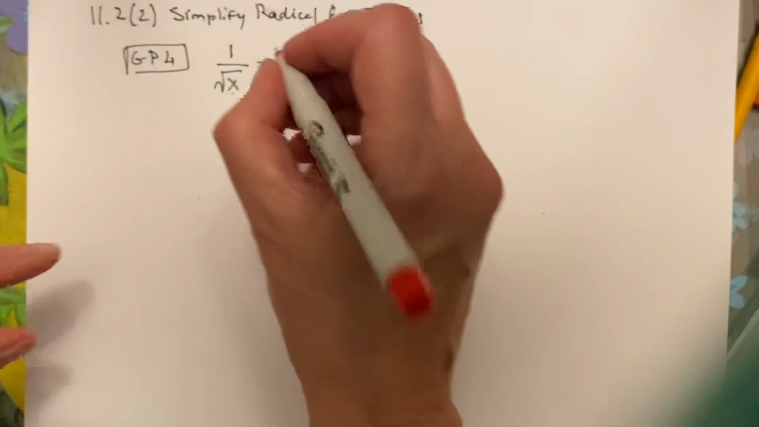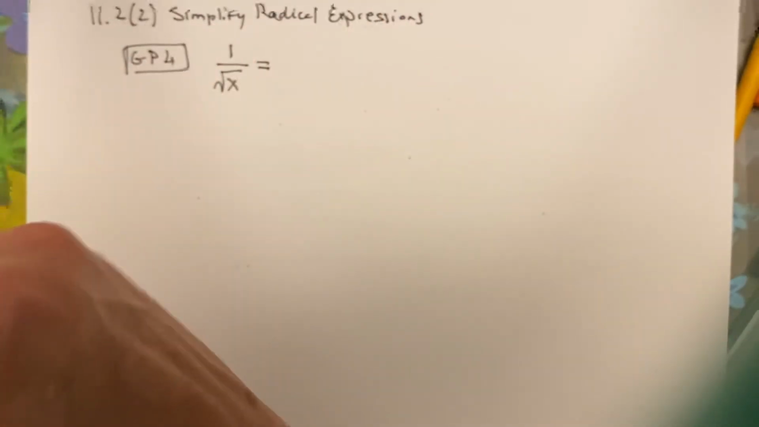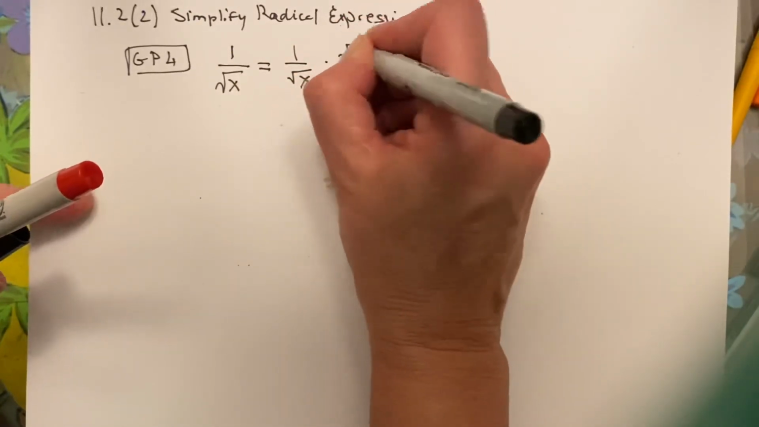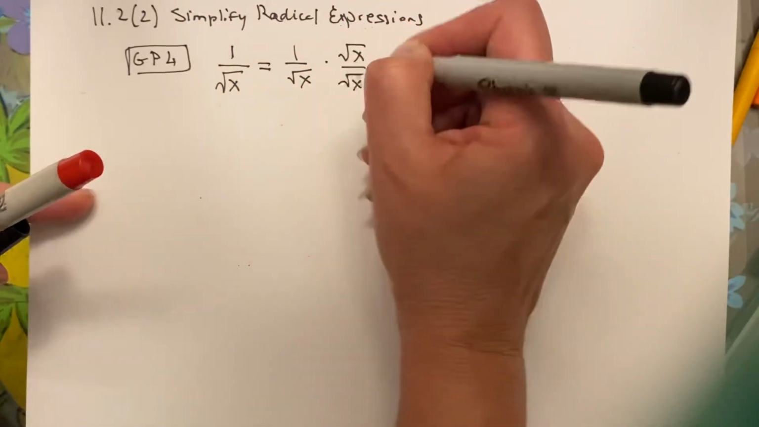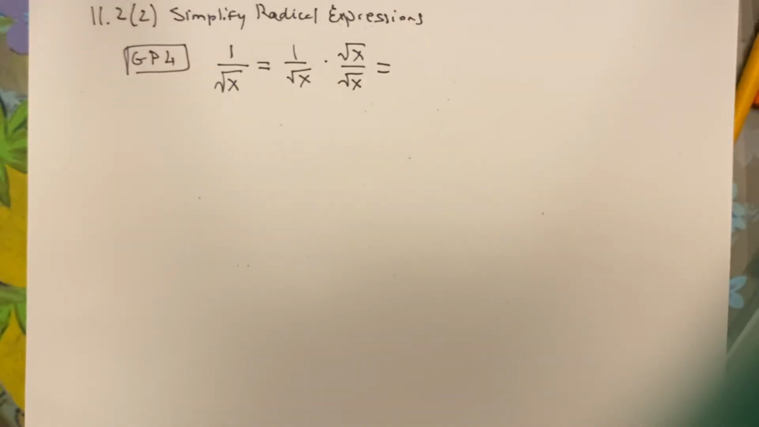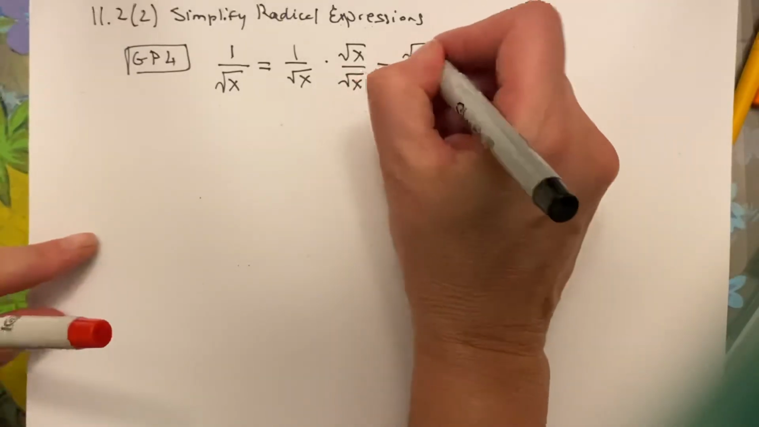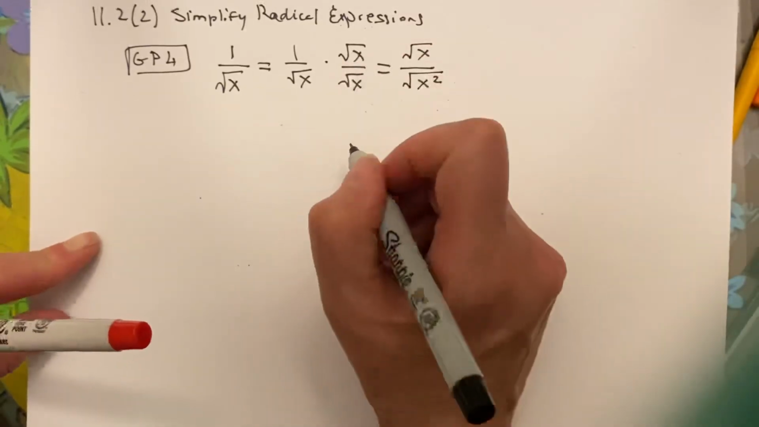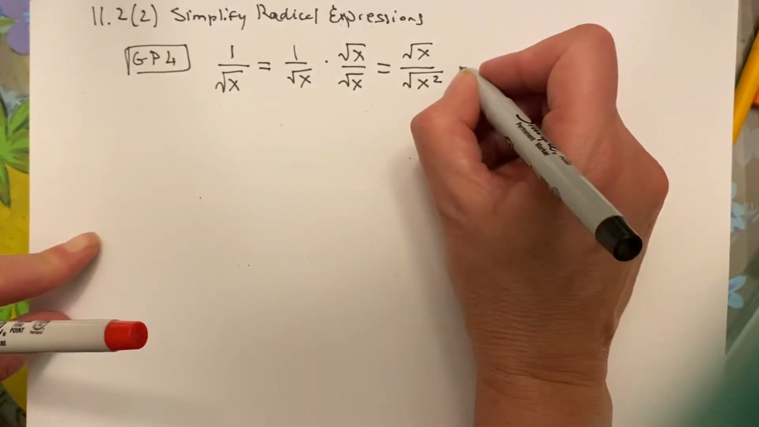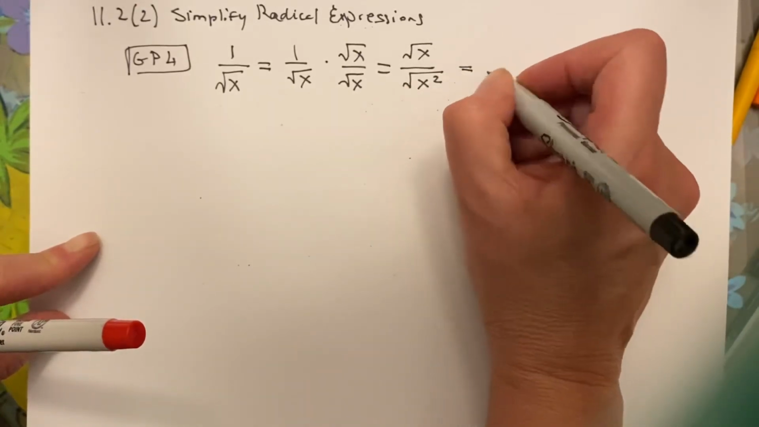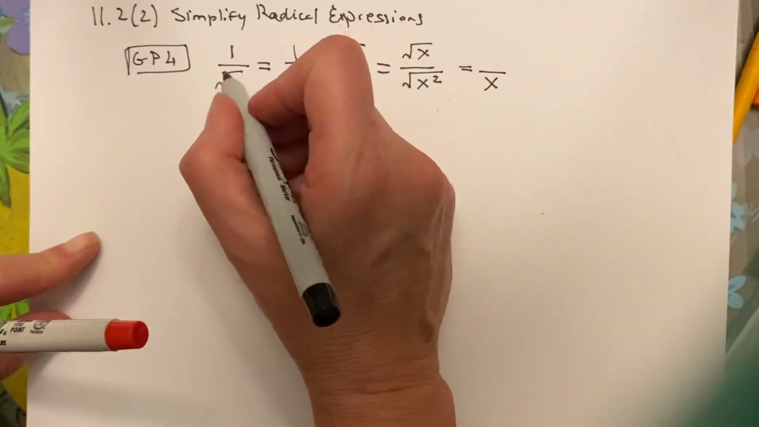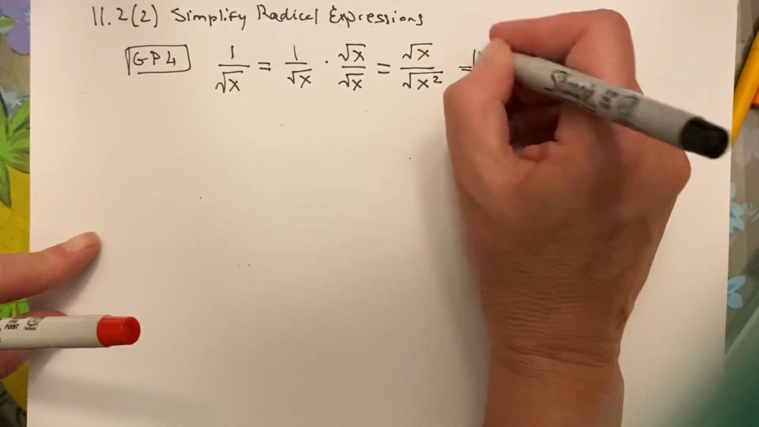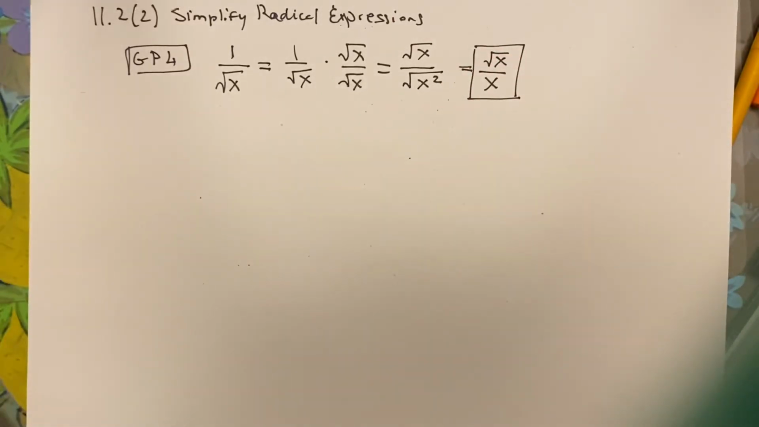Well, from what we learned yesterday, if we multiply 1 over the square root of x times the square root of x over the square root of x, which means multiplying by 1. On top, I'm now going to end up with the square root of x, but on the bottom, I'll end up with the square root of x squared inside the radical symbol. And I know that square root of x squared is x. So 1 over the square root of x, when I rationalize the denominator, ends up being the square root of x over x. Okay, that's just a quick review.